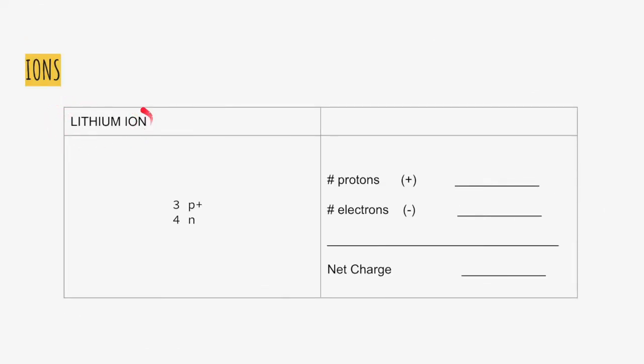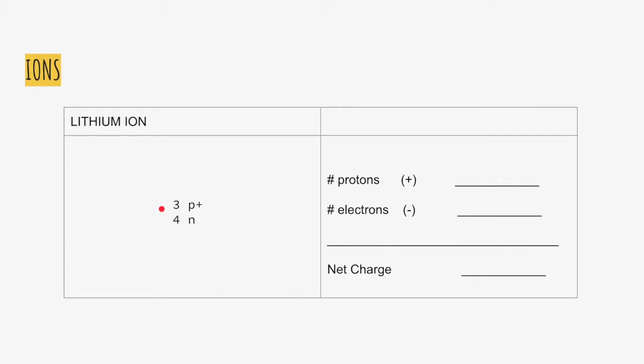So the first example we are going to be looking at is lithium ion. Before I get started, I want to locate lithium on the periodic table. And lithium's symbol is going to be Li. So I see that lithium has an atomic number of 3. Now what does that mean? That means that lithium has both 3 protons and 3 electrons if it is neutral.